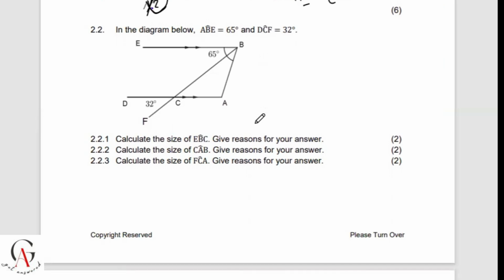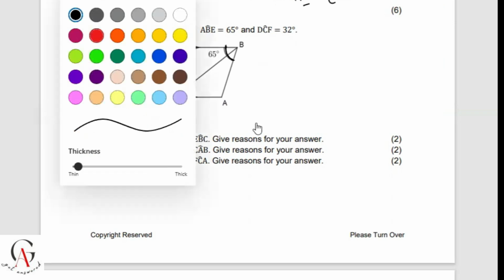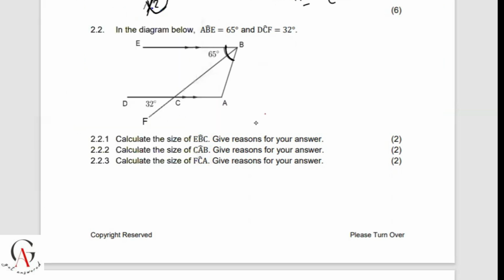Then 2.2. In the figure below, ABE is 65. So the whole of this angle is a 65. But DCF, this one, is a 32. Calculate the size of EBC. So EBC, they want us to get the size of this angle.